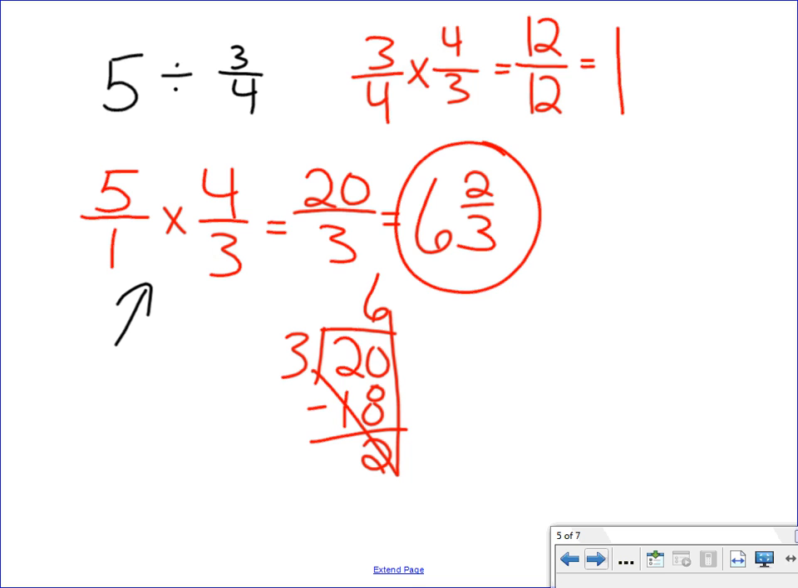All right, let's try another one. This one's going to be 2 separate fractions. Okay, so let's do 4/9 divided by 2/3. Go ahead, hit pause, give it a shot, and push play when you're ready to see the results.